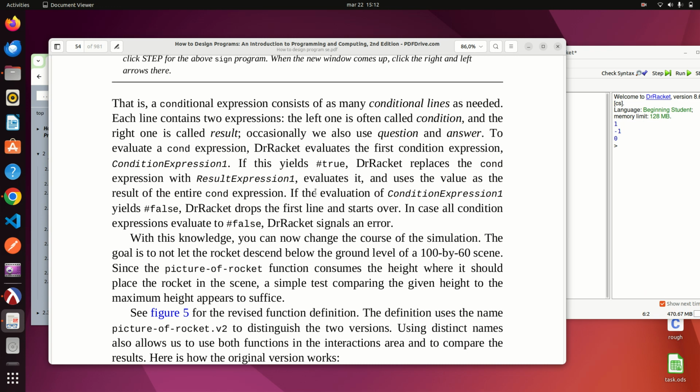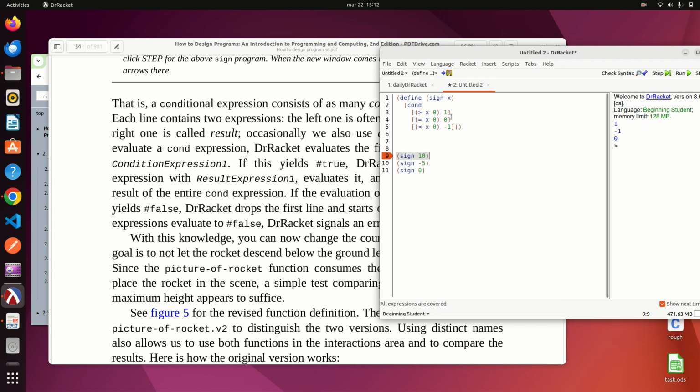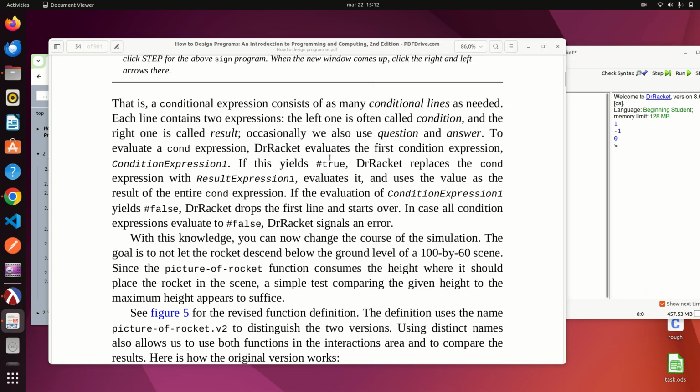If the evaluation of the conditional expression yields false, Dr. Racket stops at the first line and starts over. In case all conditions evaluate to false, Dr. Racket signals an error. So basically it evaluates this, and if it yields true, then it stops there, because we saw the other two were dark lines.